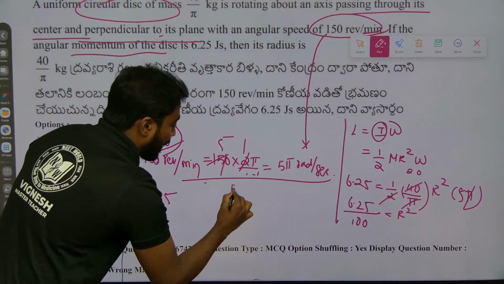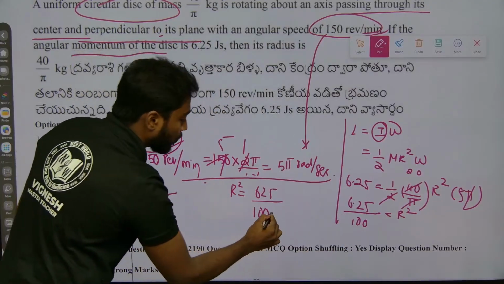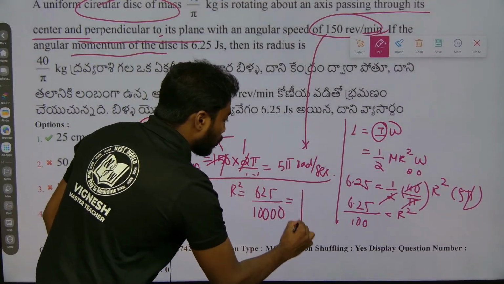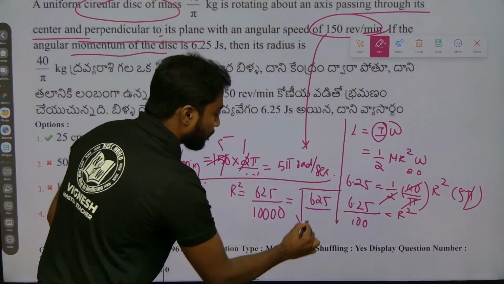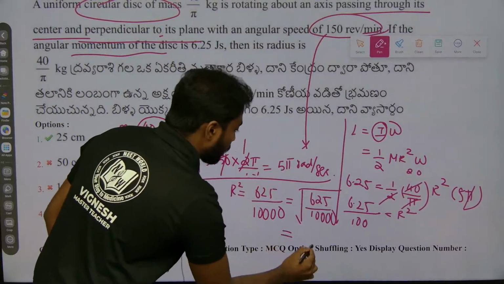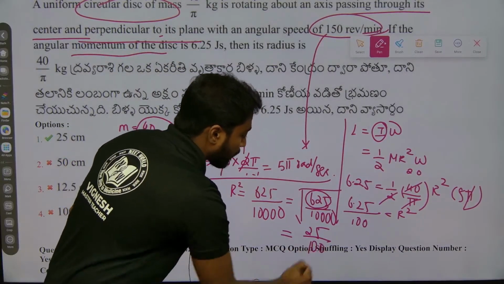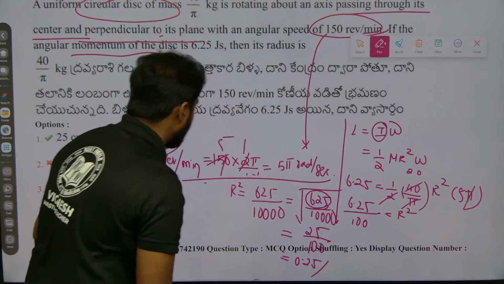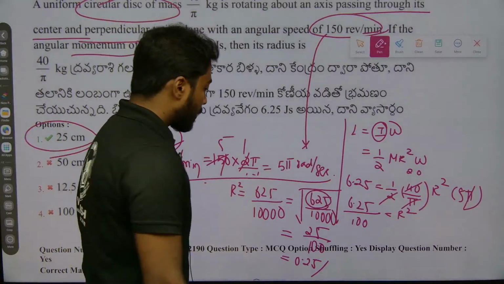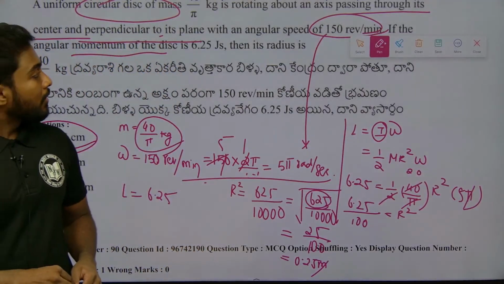Now, r square is equal to 625 divided by, if I take this point out, it will be 10,000, right? If I take the root over 625 divided by 10,000, which is nothing but 25 into 25, 625 divided by 100, which is nothing but 0.25 is the answer. So in centimeter they have given 25 centimeter, in meter it is 0.25. Hope you got the clarity of this question.